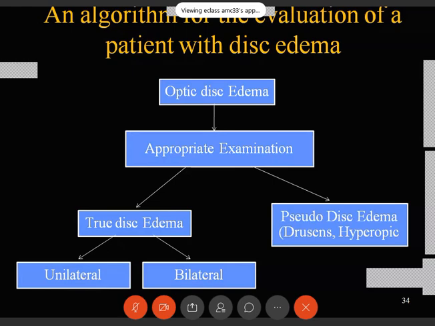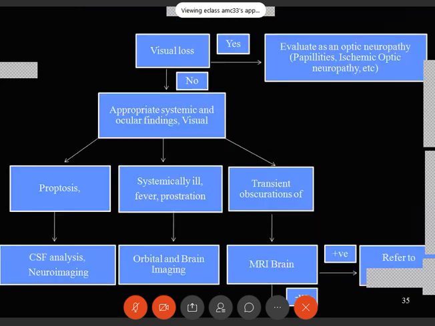In a patient with optic disc edema, do the appropriate examination to determine whether it is true disc edema or pseudo disc edema. In true disc edema, it can be unilateral or bilateral. Pseudo disc edema can be due to drusen and hypermetropia. The appropriate examination is fundus examination, to tell whether it is true or pseudo disc edema.